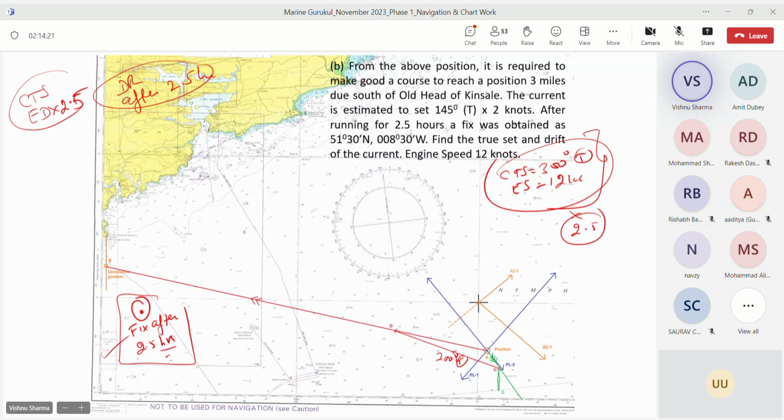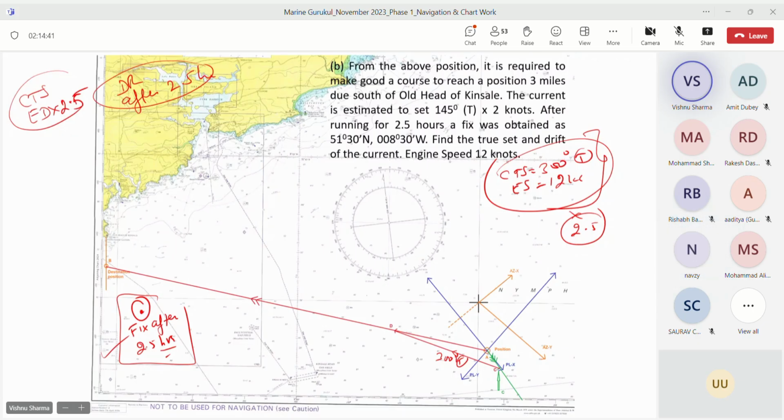Which is the last known fix in this question? Point A. Position A. A is the fix, so your DR will come from position A, not from position C. Yes or no? Yes, sir. So somebody who was saying draw 300 through A, he was right. Draw 300 from A, whatever, 290, 300 was just an arbitrary figure.